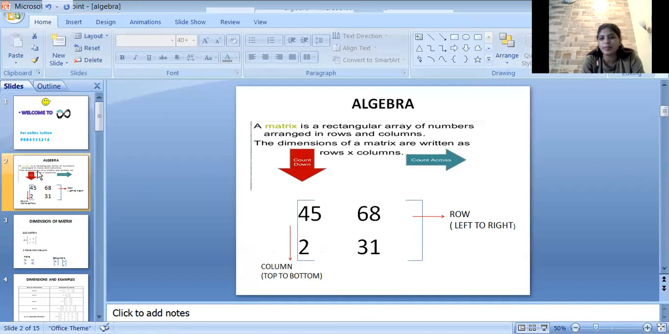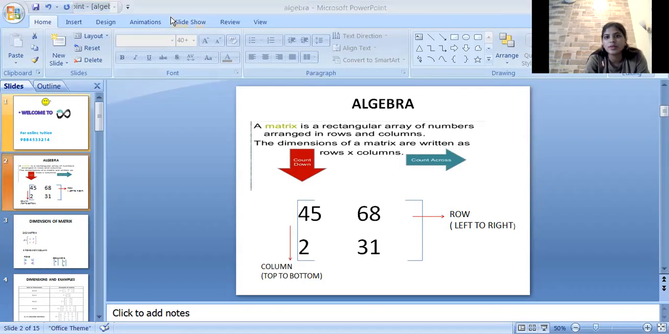The dimension of a matrix is written as rows cross columns. We'll interpret this word by word. Rectangular array of numbers: in the sense you have to draw a square bracket, one open square bracket, one closed square bracket. So this is the way to represent the matrix. Arranged in rows and columns.